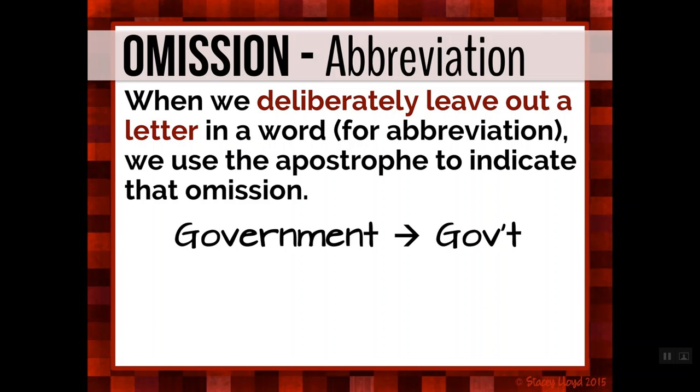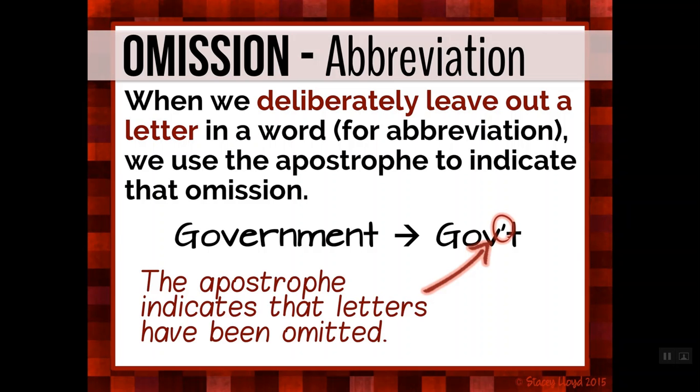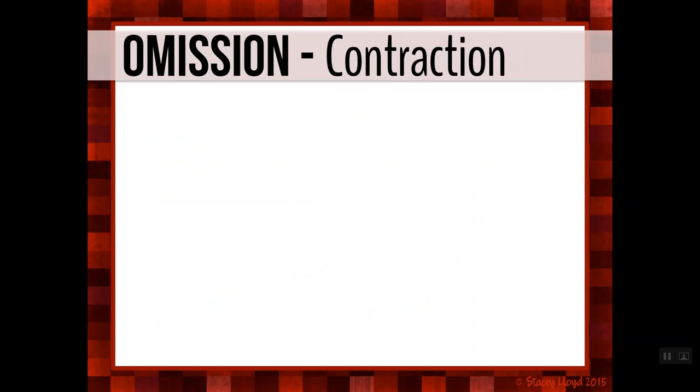So if you're taking political science or history and you're taking furious notes at a professor lecturing and talking about government, you don't want to write GOVERNMENT. You can just write GOV apostrophe T and have that in your notes. It's a short form that makes it quicker for you. So it indicates the letters have been omitted. And then contraction, all right?